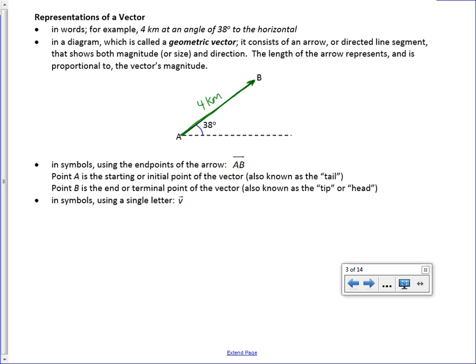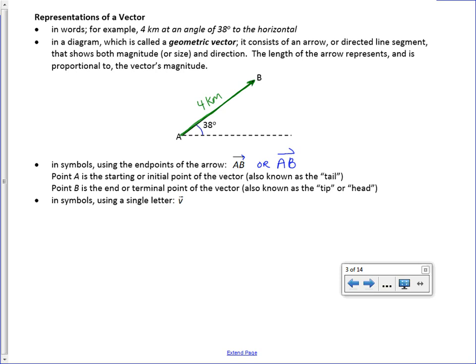Okay, so another way of representing a vector is in symbols. In symbols, we can use the end points of the arrow. Notice that the vector here starts at A and ends at B. The arrow is at B, so we call it the vector AB. Now the photocopy might not have clearly shown this, guys, but there is a little arrow on top of AB. Sometimes when we're writing it in our notes, just to save time, we just throw the upper half of the arrow on.